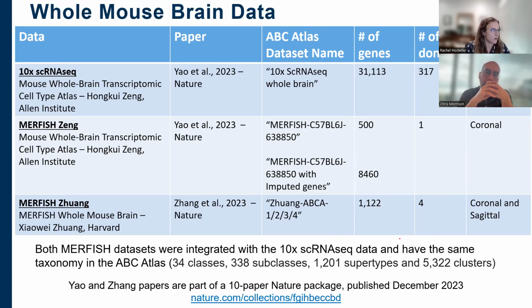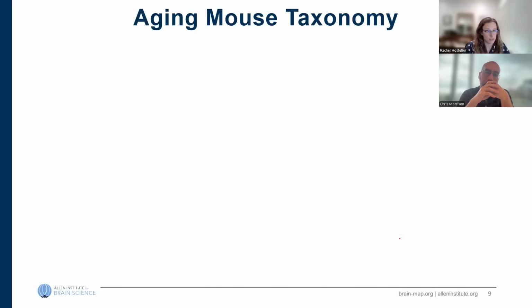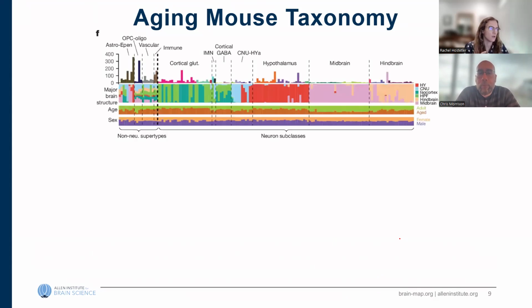Okay, so now moving on to the aging mouse brain taxonomy. This is our newest taxonomy that was just added recently. I'm having this follow the whole mouse brain because the whole mouse brain data was also used to help create this aging mouse brain taxonomy. Not the entire brain was profiled for the aging mouse brain, but a number of large portions, which you can see, different areas.